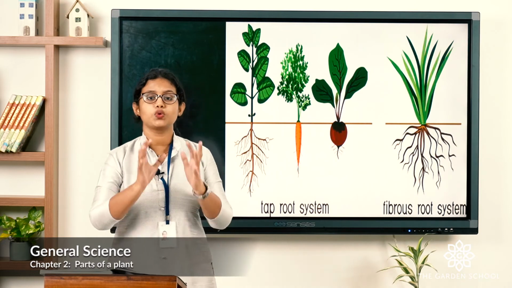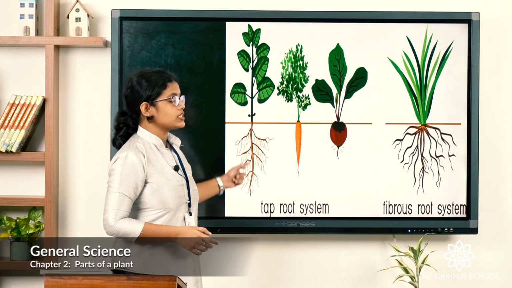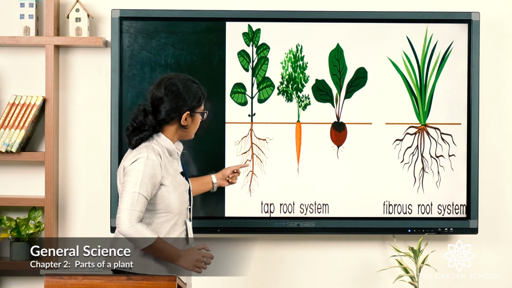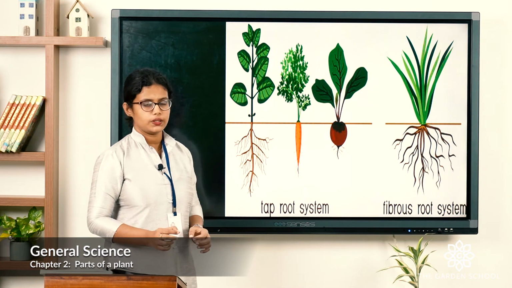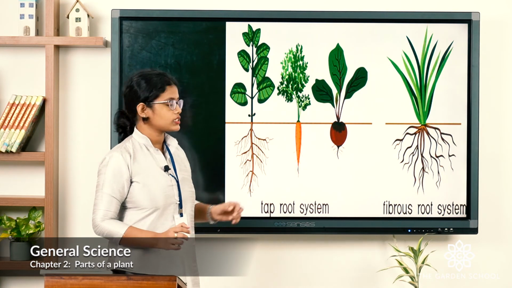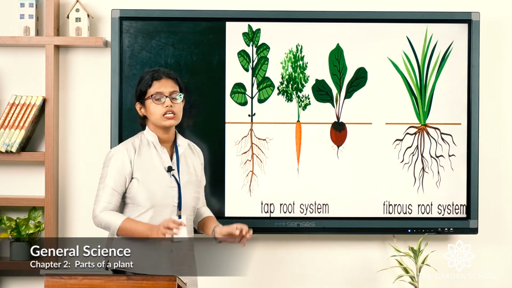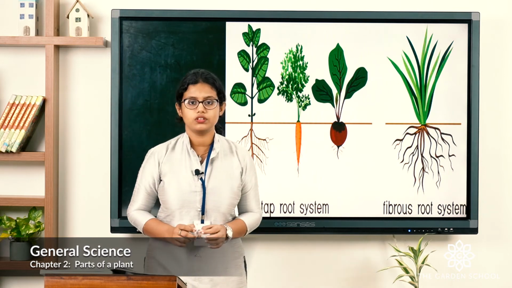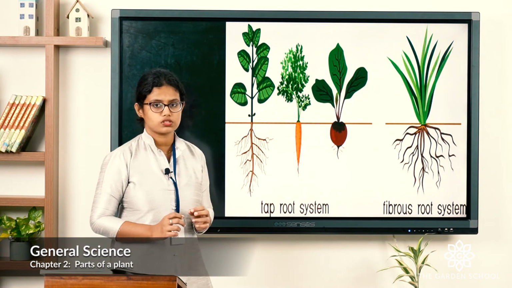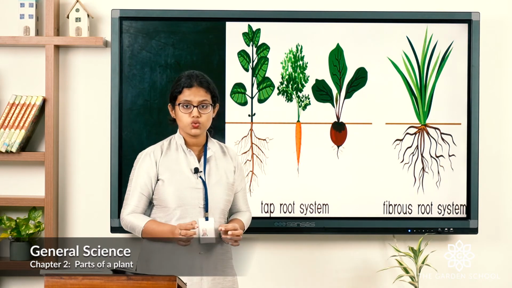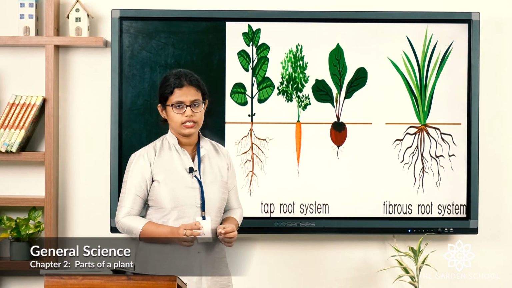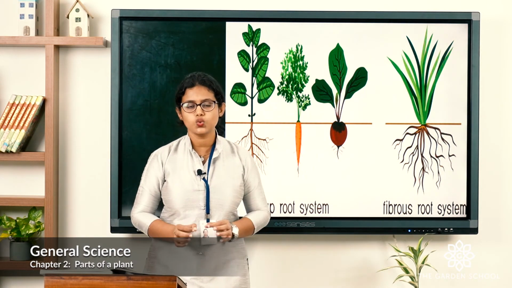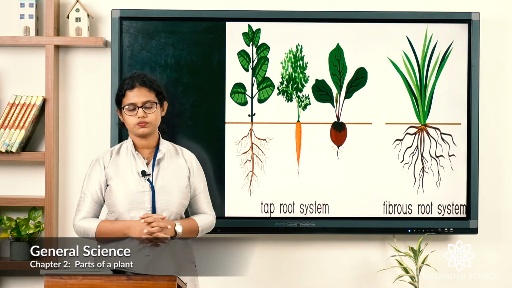So let's see an example to make it more clear. Here you can see the picture of a plant. If you closely observe this plant, you can see the main root growing vertically, and from the main root, there are fine roots growing. Such roots are called taproot. See the next two examples. You can see carrot and beetroot. They also have a main root growing vertically, and from the main root, there are fine roots growing. So such roots are called taproot.